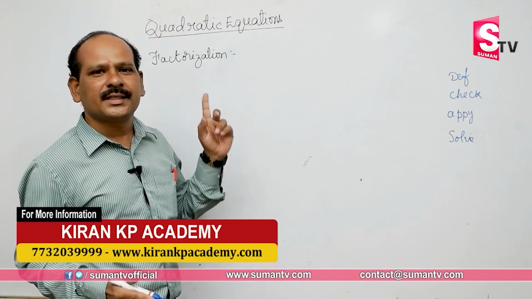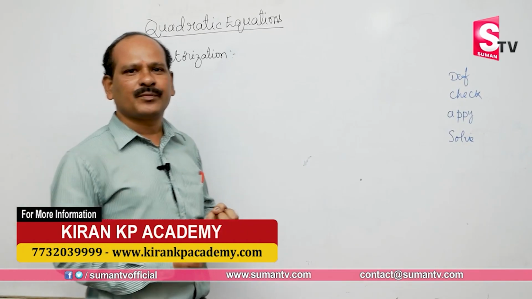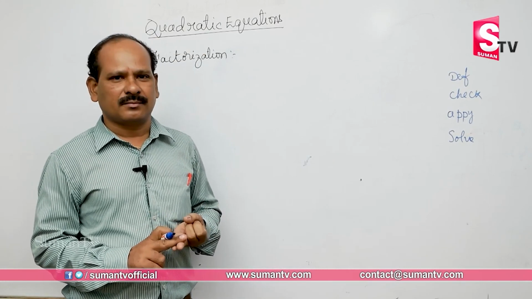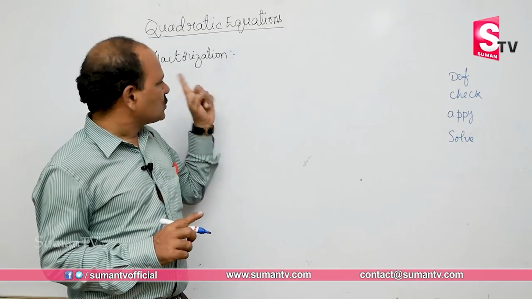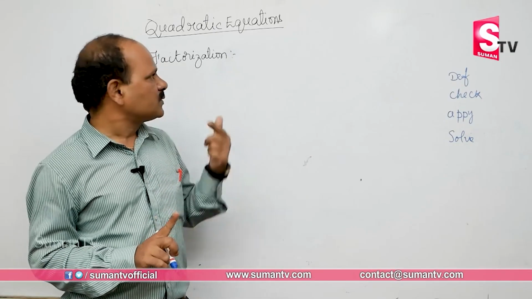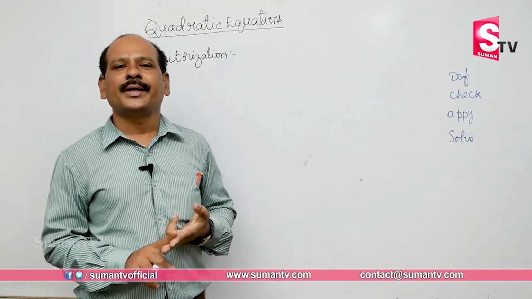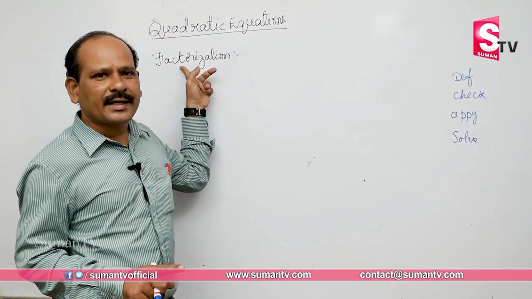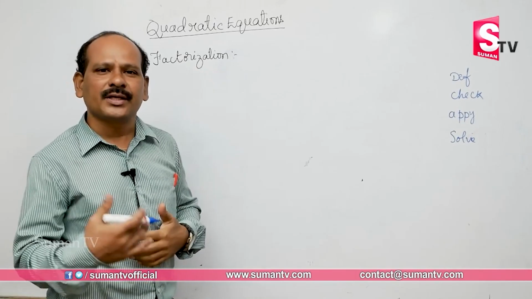There are two methods to solve quadratic equations. One is the factorization method. The second one is the quadratic equation formula. Again, I will explain: in the solution part, there are two ways we can solve the quadratic equation. First is the factorization method, and the second is by using the quadratic equation formula. Now, I am going to explain factorization, how to solve a quadratic equation by using the factorization method.